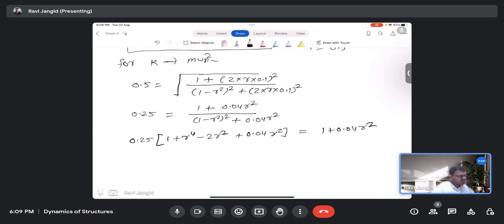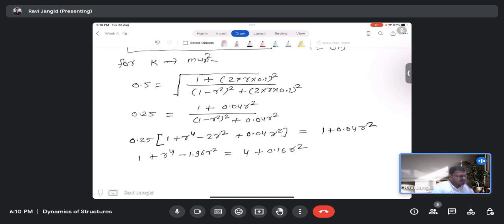Okay, if I further multiply with this, or I will do one thing, writing it like this: 1 plus r power 4, how much will it become? Minus 2 plus 0.04, so that will become minus 1.96 r square, and I will divide it by 0.25 on this side, so that would become 4 plus 0.16 r square.